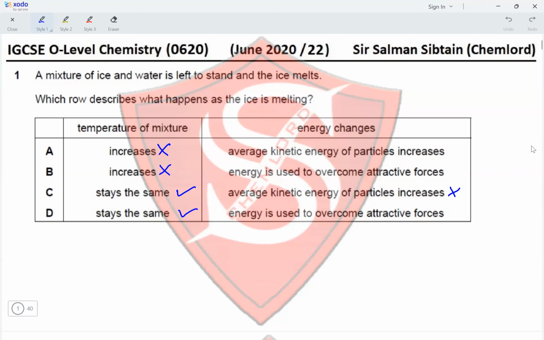Yes, energy that is present is used to overcome the attractive forces between the molecules of water in the solid state so that the molecules spread out and turn to liquid. So the energy that is present is used up. So this is correct, making option D the correct option for this question.